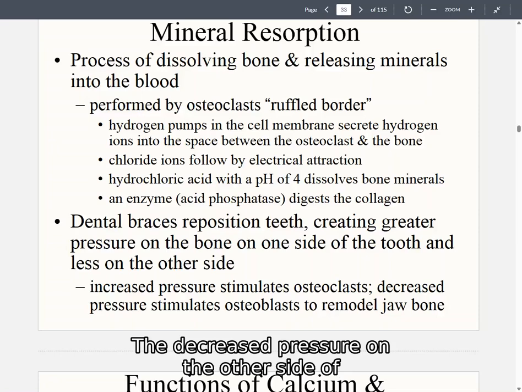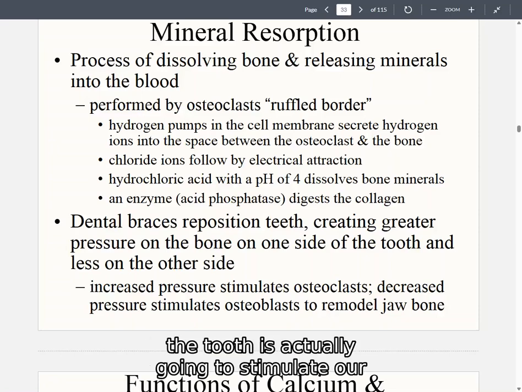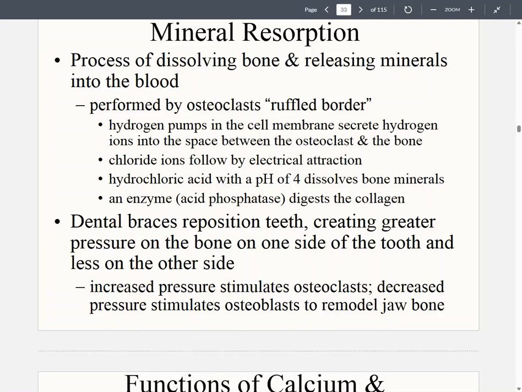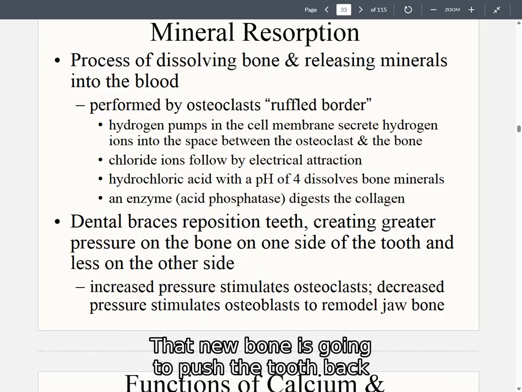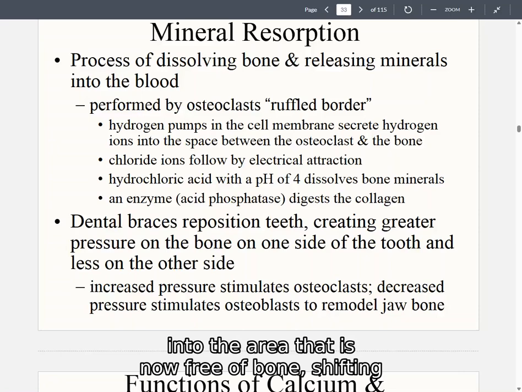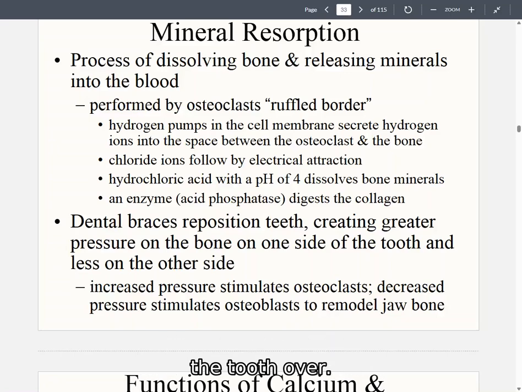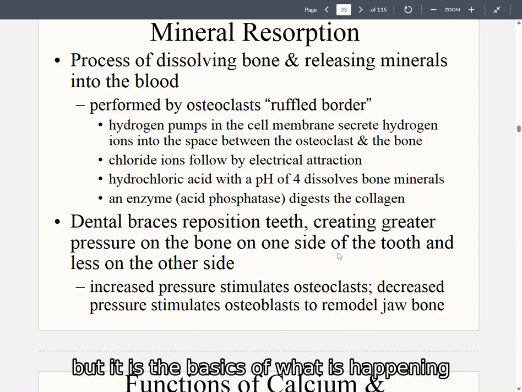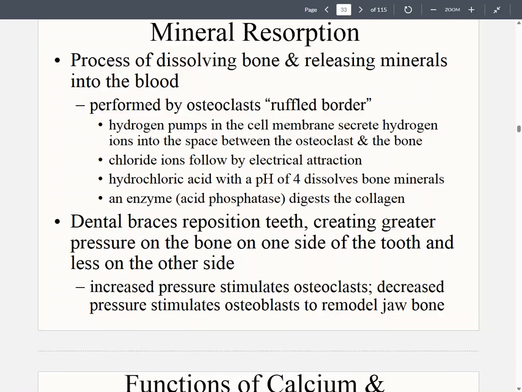The decreased pressure on the other side of the tooth is going to stimulate our osteoblasts to create those collagen fibers and start to stick calcium, phosphorus, and magnesium to them to create new bone. That new bone is going to push the tooth back into the area that's now free of bone, shifting the tooth over. That is a simplified version of what is happening, but it is the basics of what is happening when you have braces.